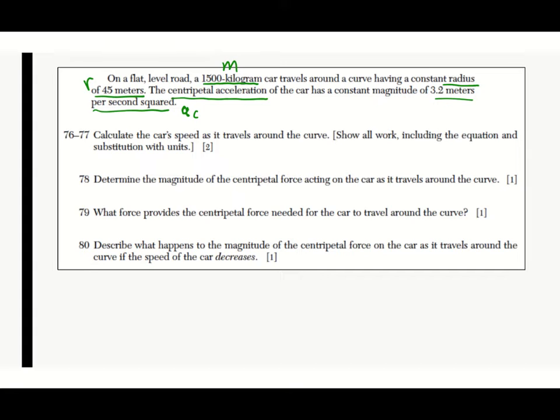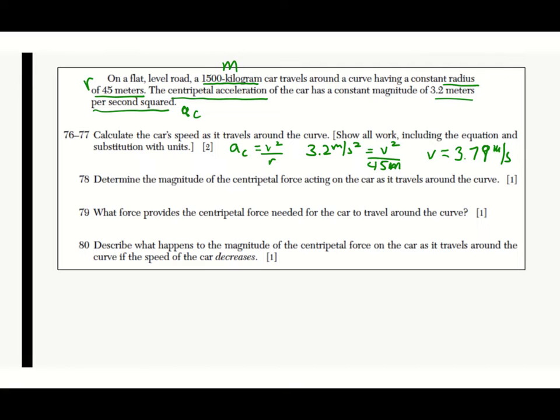We need the speed, v. So there's one equation that fits our given information. That's ac equals v squared over r. And we have our given values, 3.2 meters per second squared equals v squared divided by 45 meters. Do not forget to take the square root in the end so that we can figure out what v is. You get that velocity is equal to 3.79 meters per second as your speed.